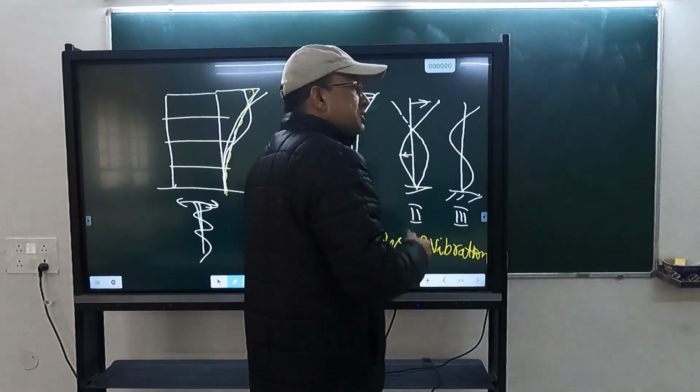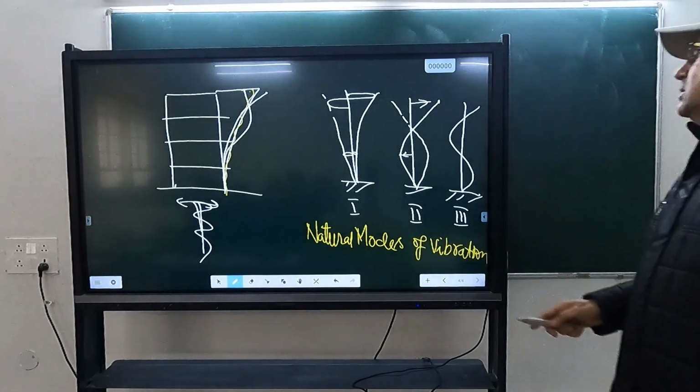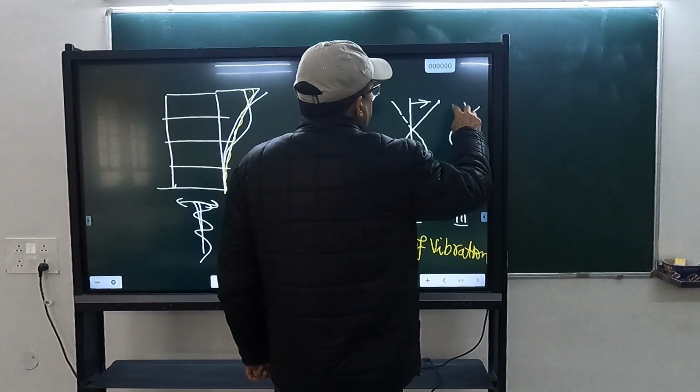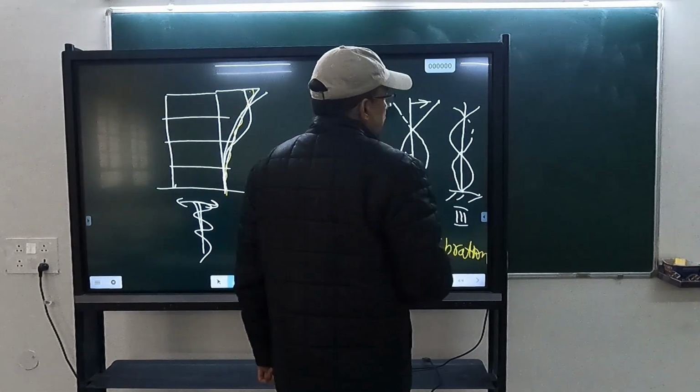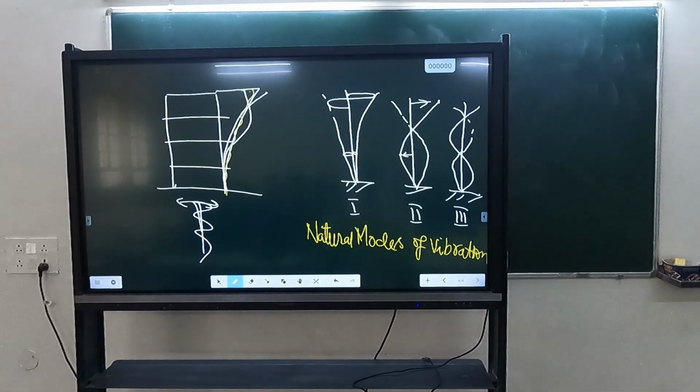So these can vibrate in opposite directions. Vibrating in phase doesn't mean that they have to vibrate in the same direction. That's why we don't use this word in phase. We say that they are vibrating in the same phase, and the peaks are achieved simultaneously, and the zero position is also achieved simultaneously. Here it will be vibrating like that. So this is a special condition where all the masses are vibrating together.